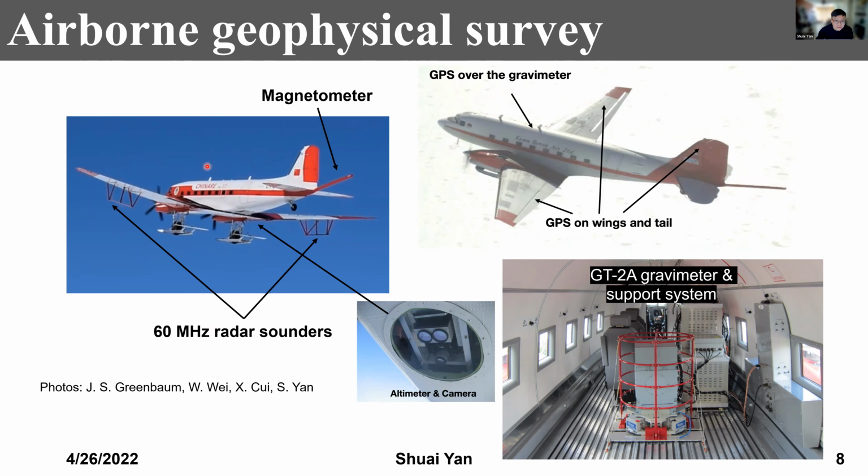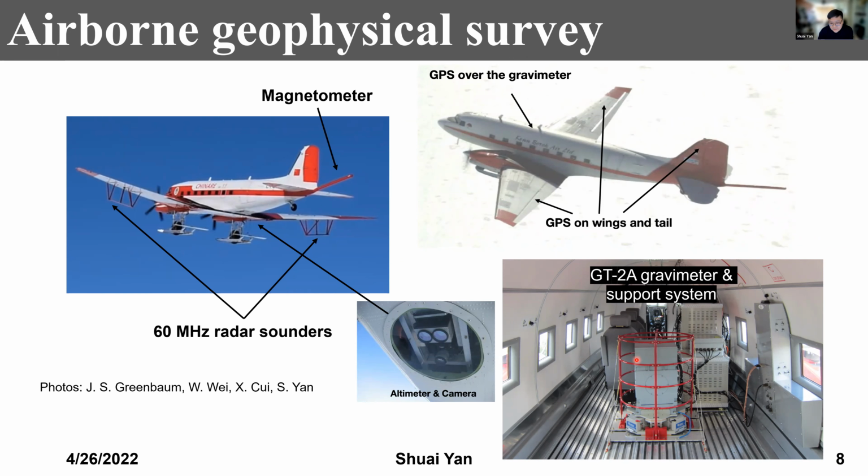And we have a magnetometer on board sticking out of the tail of the aircraft. Beneath the belly of the aircraft, we have an altimeter and optical camera. And we have multiple GPS devices on board. And within the cabin of the aircraft, we have a GT2 gyrometer and a whole support system for that.